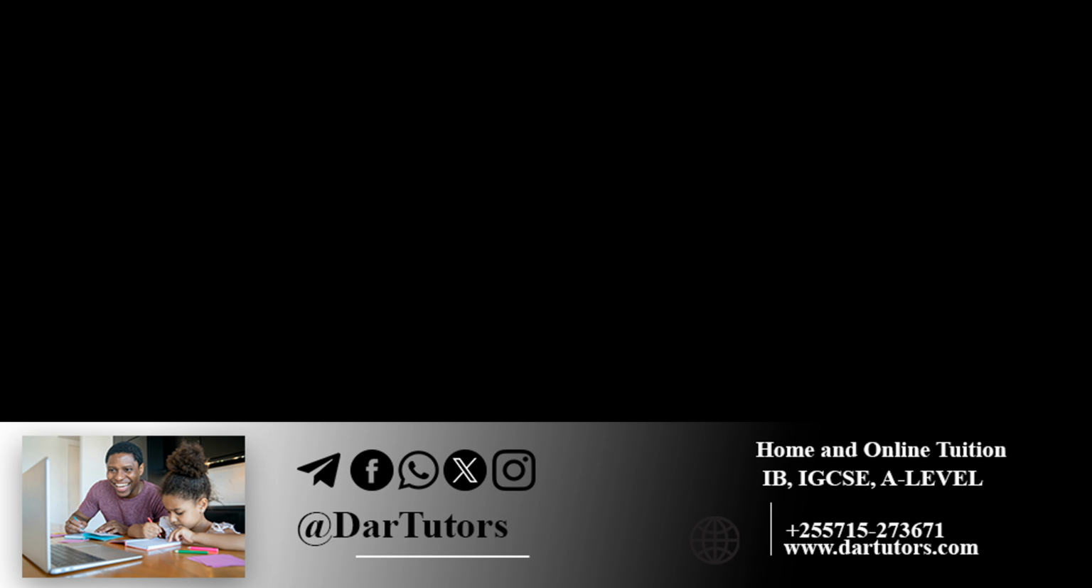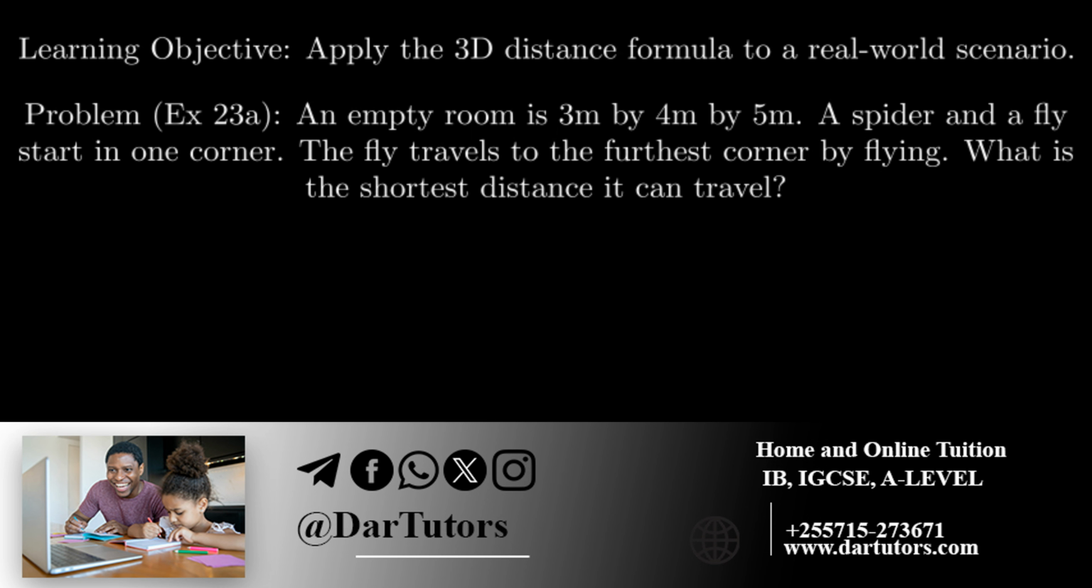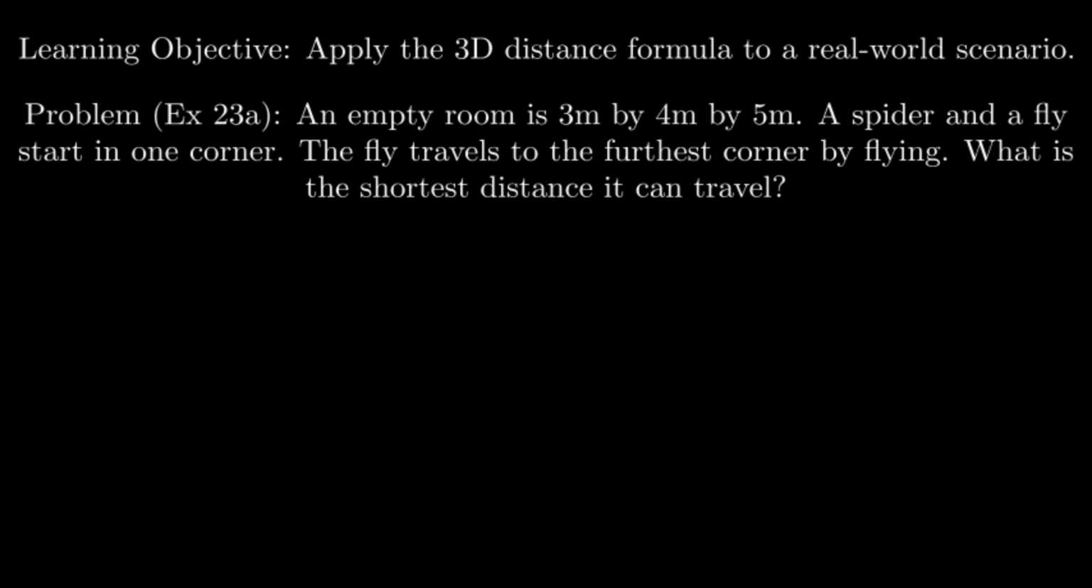For our final example, let's apply what we've learned to a real-world scenario. This helps to see how abstract mathematical concepts can model physical situations. Our objective is to model a real-world problem using a 3D coordinate system and solve it with the distance formula. The problem describes a room with dimensions 3 by 4 by 5 meters. A fly starts in one corner and flies in a straight line to the diagonally opposite corner. We need to find the length of this flight path.